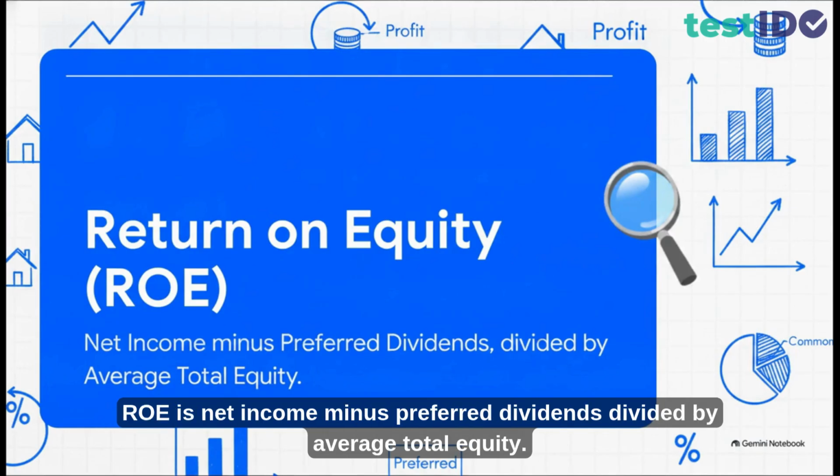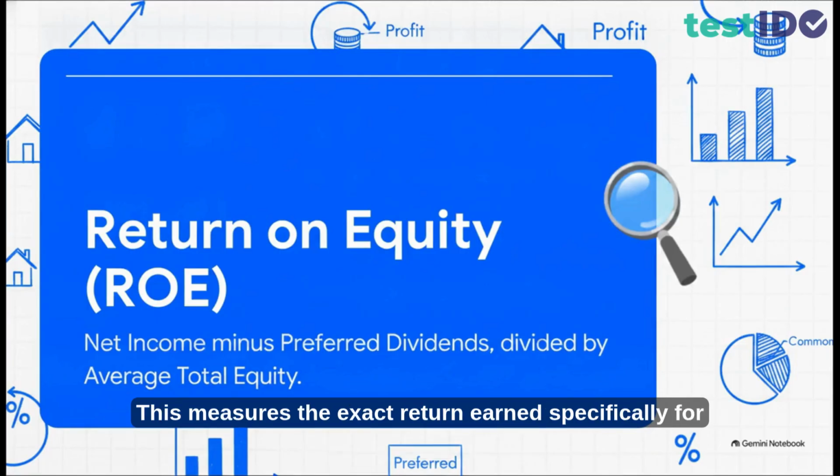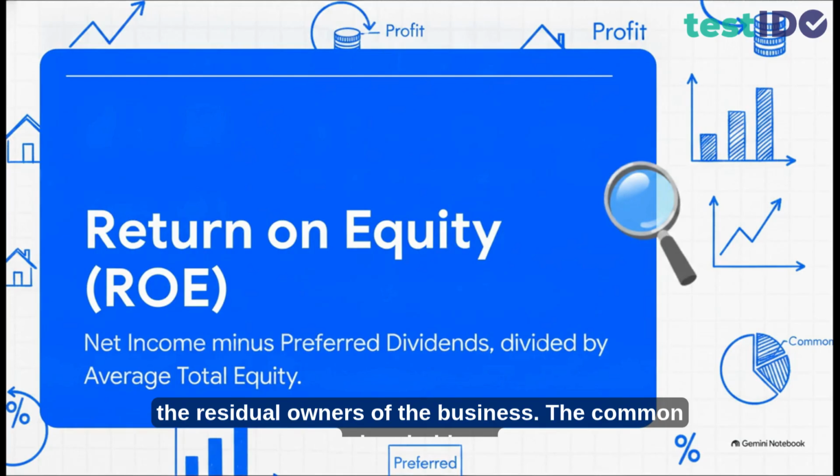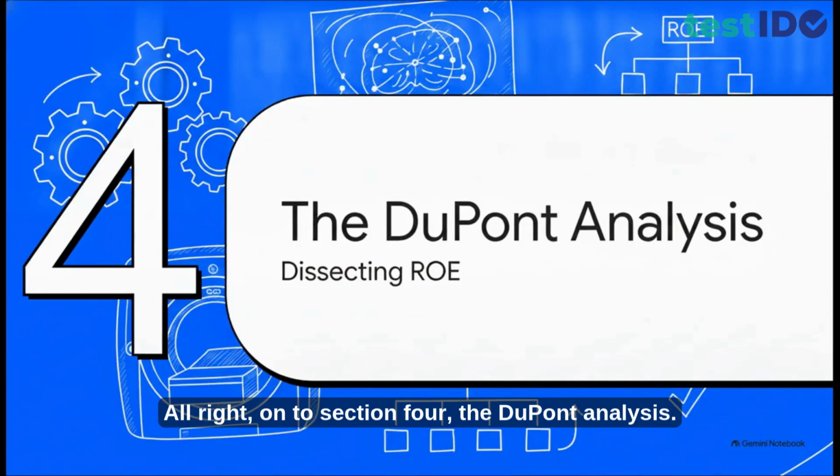ROE is net income minus preferred dividends divided by average total equity. This measures the exact return earned specifically for the residual owners of the business, the common shareholders. This is the true measure of what the actual owners of the business are getting back for risking their hard-earned cash. All right, on to Section 4, the DuPont analysis.